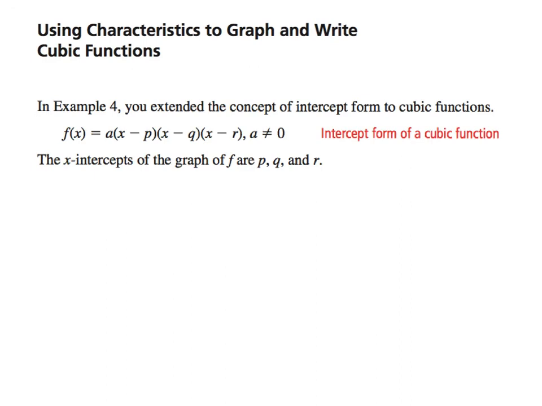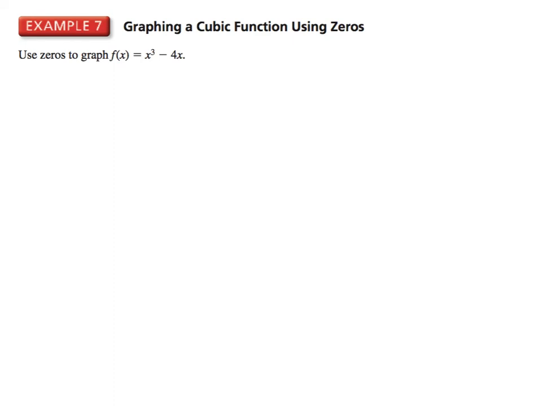Using characteristics to graph and write cubic functions. Now, a cubic function is when you have an x to the third graph. Now, we have not talked about those. But we can extend our concept of knowing what a quadratic form is in cubic functions to do intercept form of a cubic function. So if you'll notice here, we just add on one more binomial. So our intercepts in this case are p, q, and r, which means the graph is going to cross the x-axis 3 times at points p, q, and r. So we're actually going to graph a cubic function. It's a lot easier than it sounds.